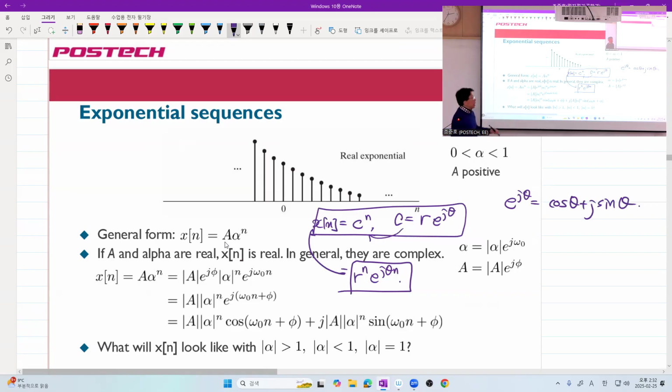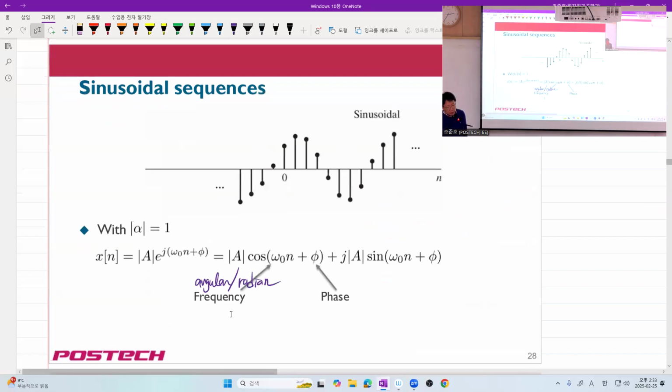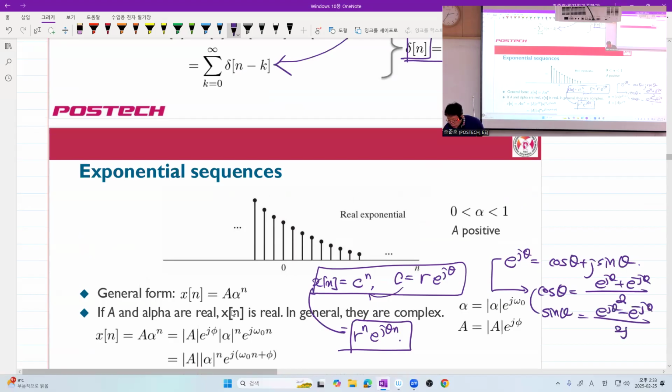So by using this identity, you can easily convert back and forth from the real exponential and complex exponential. Anyway, sinusoidal signals can be done. And from this one, you can rewrite cosine theta as e to the j theta plus e to the negative j theta divided by 2, and sine theta as e to the j theta minus e to the negative j theta divided by 2j.